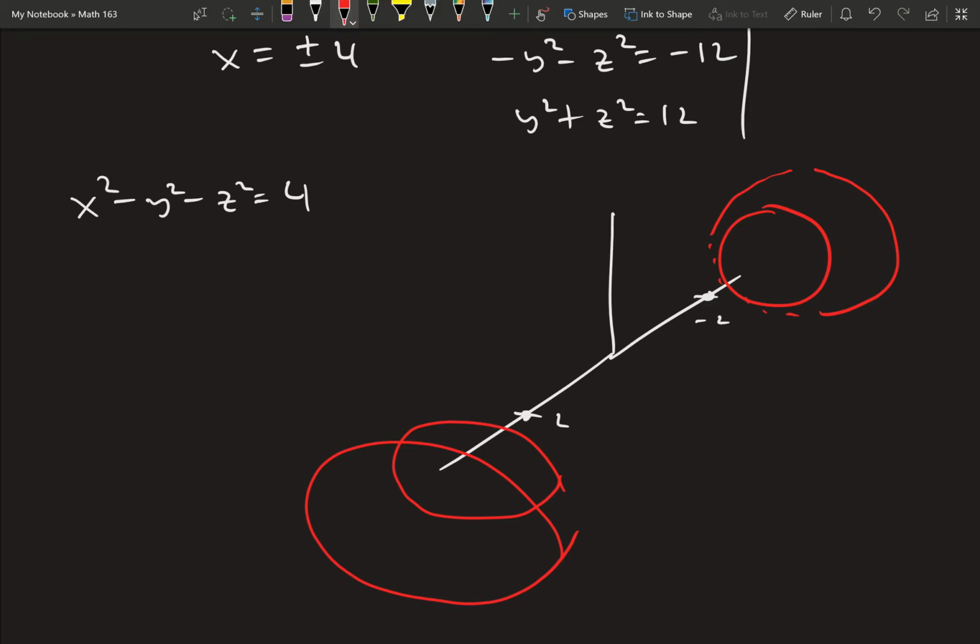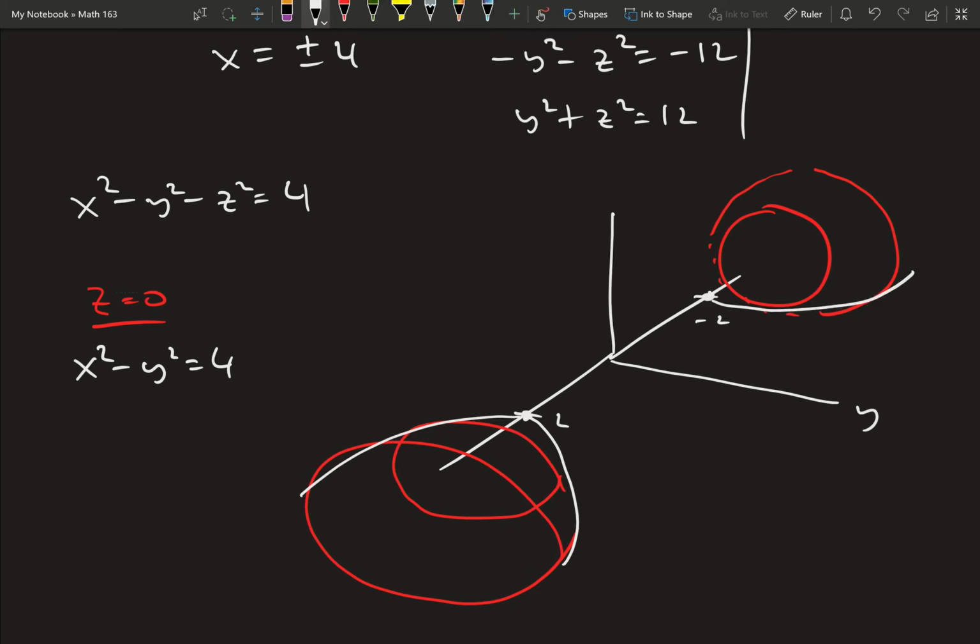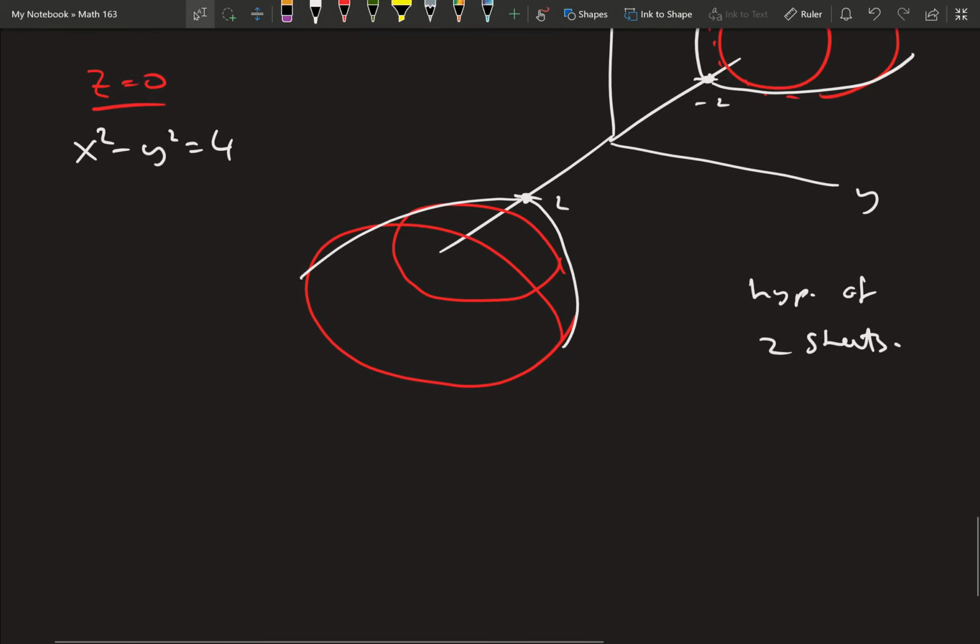But how do these connect? Let's set z to be 0 and see what happens. We get x squared minus y squared equal to 4, which is the equation of a hyperbola. So in the xy plane here, you have a hyperbola that's opening out. So these circles that we've drawn connect via a hyperbola, and hence you have the hyperboloid of two sheets. Because there's a split, there's a gap in between, which wasn't there for the hyperboloid of one sheet.